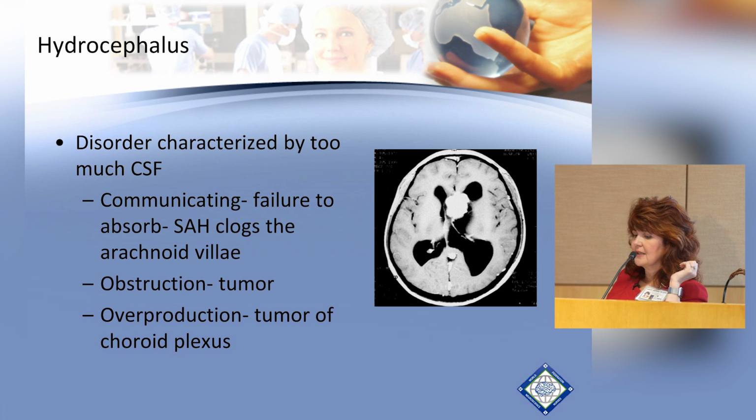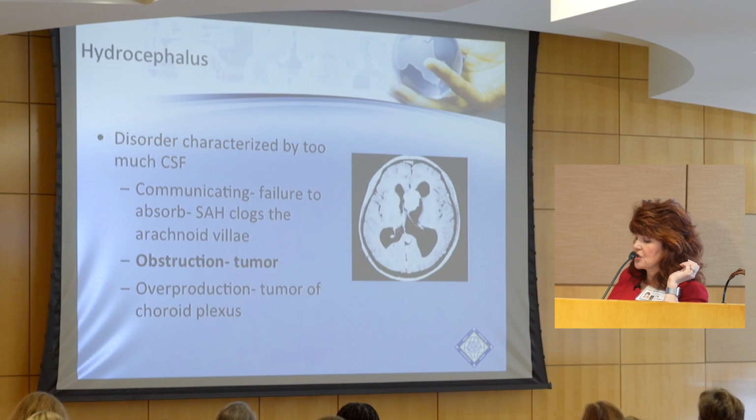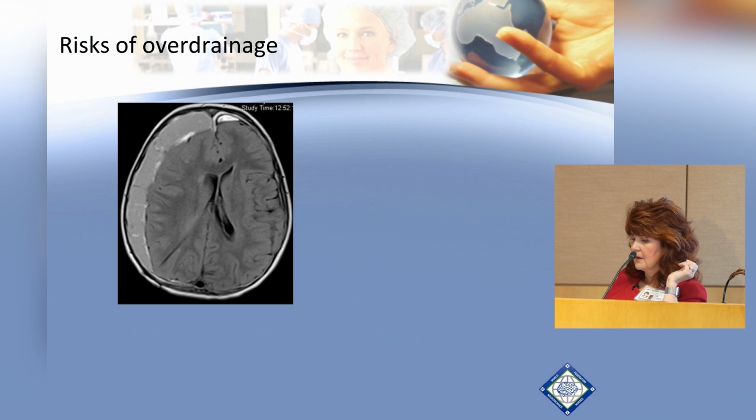So this is communicating. This is an example of obstruction. Do you guys see the tumor right here? And this is one of the risks I want to talk about. So what is the treatment sometimes for hydrocephalus? Sometimes we'll put in a shunt, right?